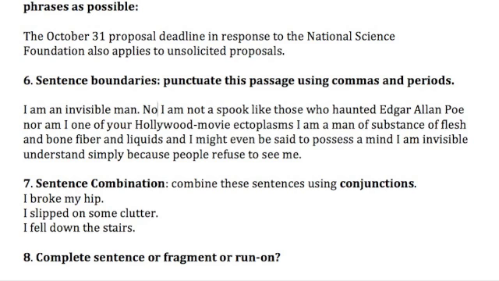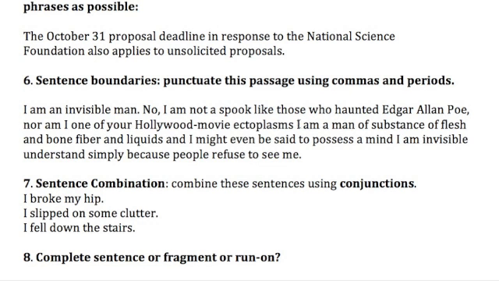And usually after an introductory element, you need a comma. No, I'm not a spook like those who haunted Edgar Allan Poe, nor am I one of your Hollywood movie ectoplasms. I am. So, let's see. Notice we have a conjunction here. One of our fanboys. And we always need a comma before those. Almost always. So let's put a comma there. Nor am I one of your Hollywood movie ectoplasms.